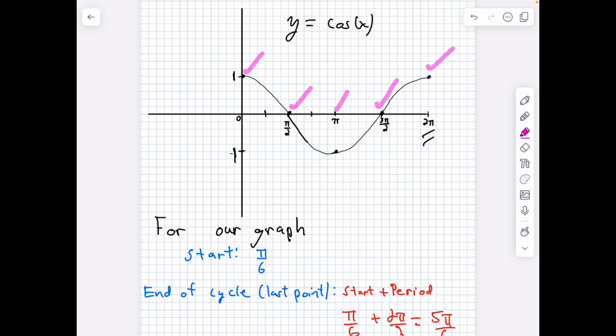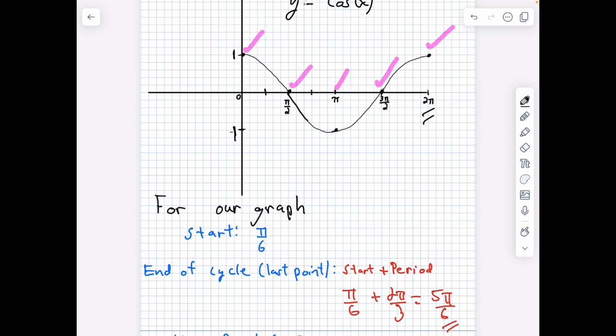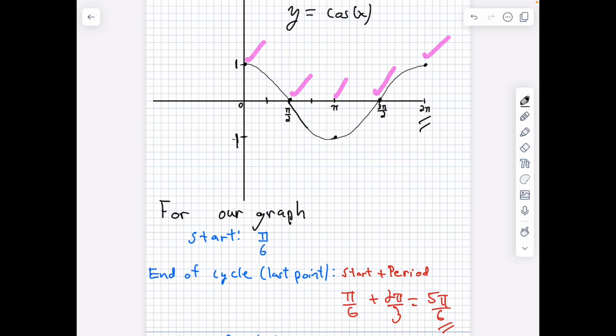Your starting point for your new graph is that phase shift, which was pi over 6, okay? That is your new 0. That's your new starting point. And your end point, pertaining to where 2 pi is on the graph of just cosine of x, you get by using this idea: the end of the cycle, the last point, is equal to pi over 6, your starting point, plus your period. Always the case for sine and cosine. So pi over 6 plus 2 pi over 3 is 5 pi over 6. So 5 pi over 6 is where your new 2 pi would be.